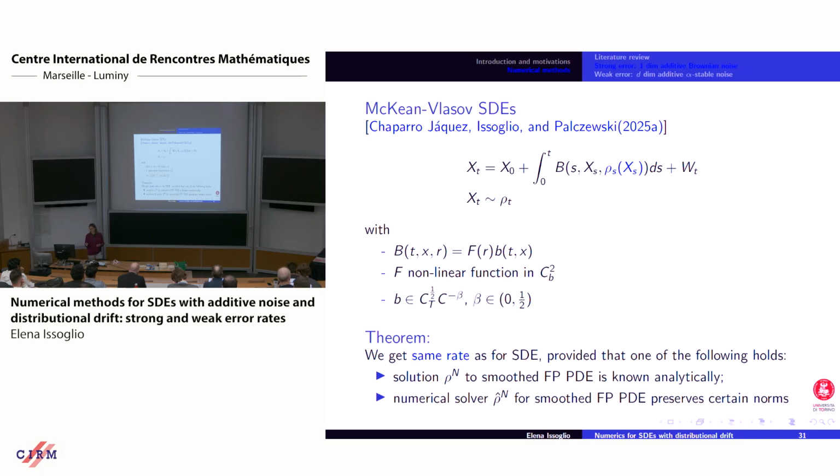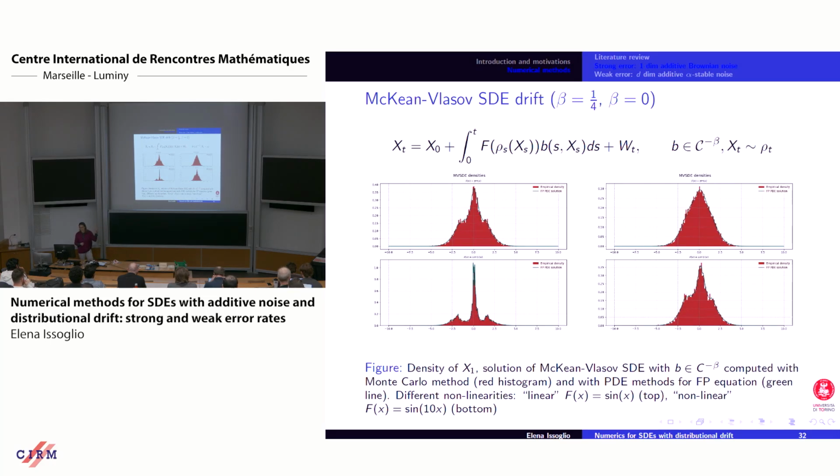So that basically it preserves the norms that appear in the rate, the infinity norm and the infinity norm of the derivative, then the rate is the same. So if your PDE solver is good enough, then you can carry out the numerical scheme, plugging in, instead of rho, which is unknown, your solution to the Fokker-Planck equation, and then solve as a standard SDE. And these are the results.